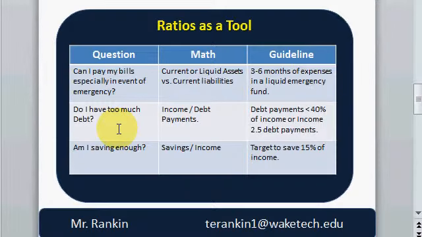Second question is, how much debt should I have? Well, if you take your income and divide it by your debt payments, most experts would say you want your debt payments to be under 40% of your income, or another way of saying it is your income should be 2.5 times your debt payments. Am I saving enough? Again, savings divided by your income. Most experts would say target between 10 and 15% of your monthly income set aside for savings. These are guidelines. They'll be different at different life stages throughout your plan.